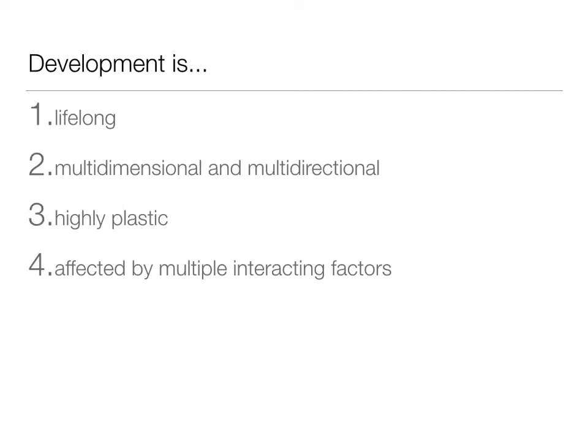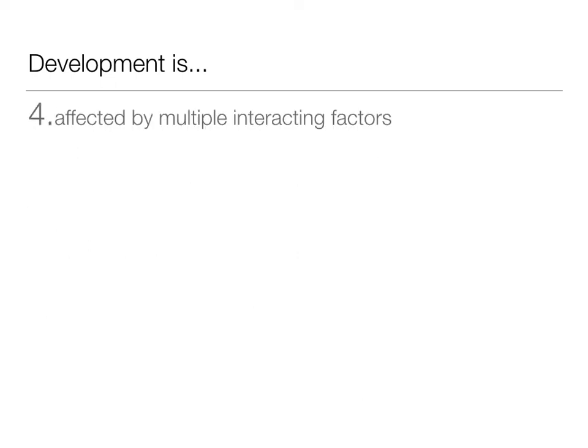Development is also affected by these multiple interacting factors. Again, this comes back to that dynamic systems theory, that biology and society and culture and all of these things are interacting to affect change on the organism. So these multiple interacting factors, again, biological, historical, social, and cultural.